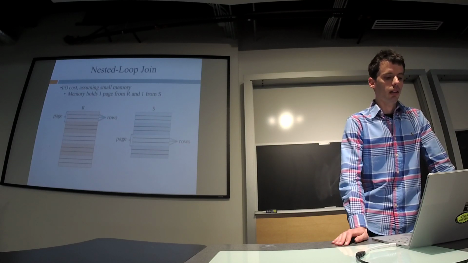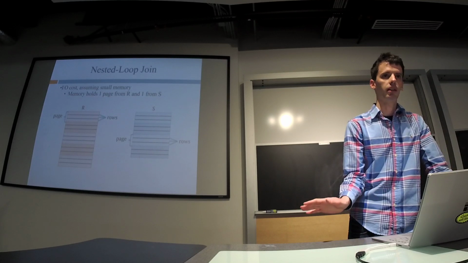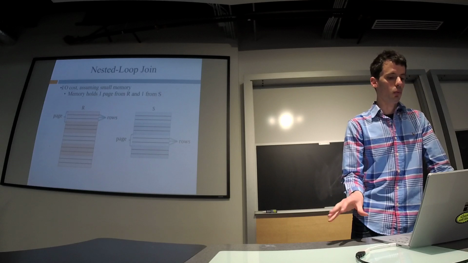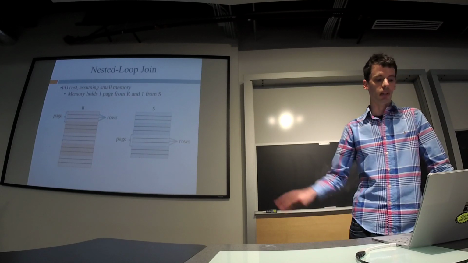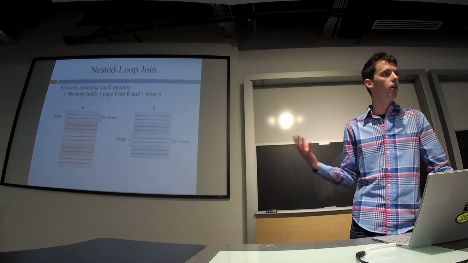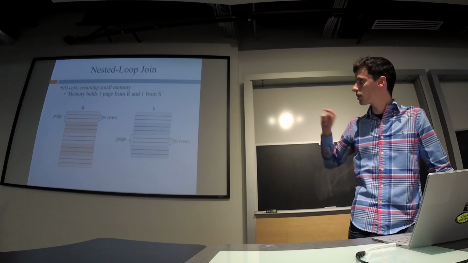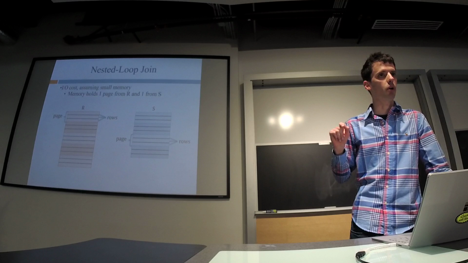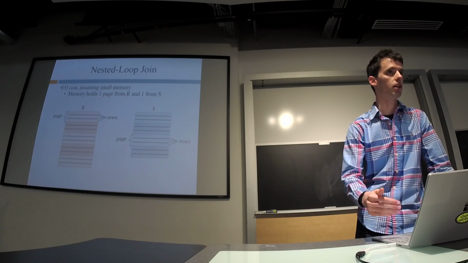So let's assume memory is really small for some reason. Memory can hold 1 page from R and 1 page from S at a time. It's going to pull in the top page from R, and as it's looping through, it'll only hold 1 page of S. So as soon as it hits those first 3 rows, it'll have to throw them away when it moves down to the next page.